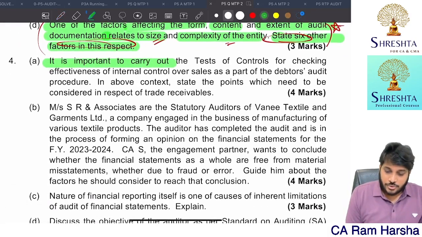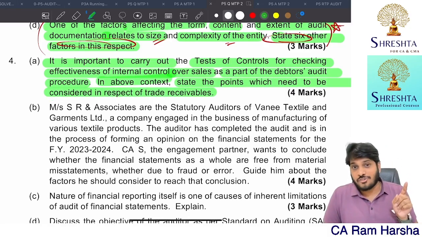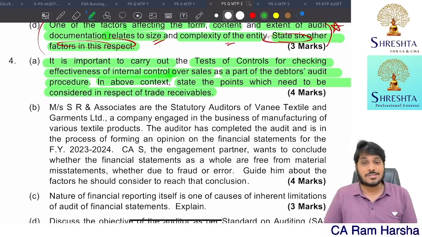It is important to carry out test of controls for checking effectiveness of internal control over sales as a part of debtors audit procedure. Correct. In the above context, state the points which the auditor has to consider. You see, in part 4 of my marathon, audit of items of balance sheet is there. Inside that I clearly told this point. This way the question can be asked. The same is asked.